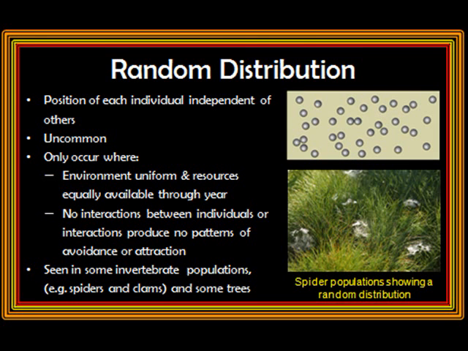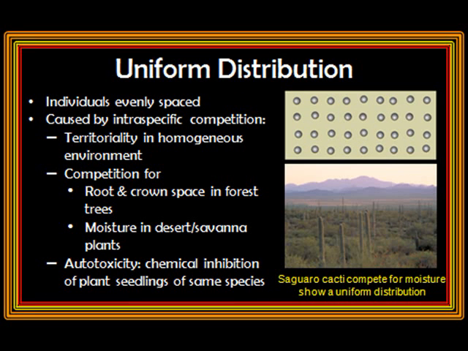Now we'll take a look at each of the three distribution types. First off, random distributions. This is not extremely common in nature because it can only happen where you have uniform, widely spread out resources available throughout the year. The position of each individual in this area will be independent of the position of others. That implies that there's not going to really be any strong interaction between individuals. This tends to be seen in some trees and some invertebrates, like the spiders that are shown on the picture on the slide.